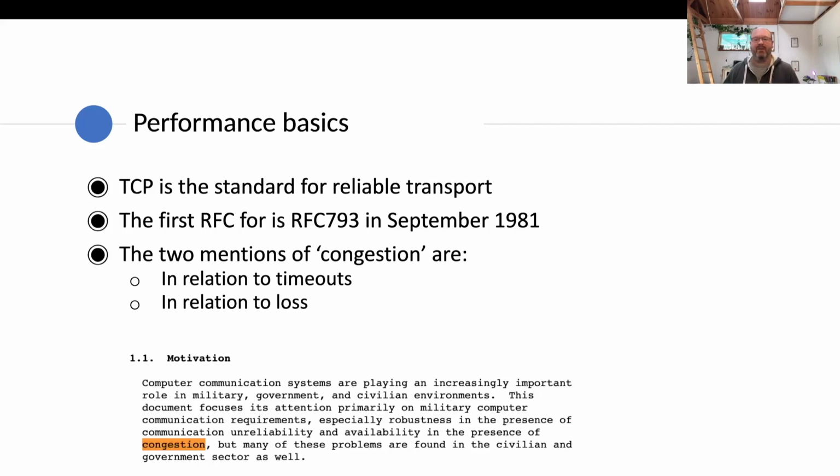So if we go back to September of 1981, we had the first TCP RFC, which was RFC 793. And when you go through that RFC, there are only two mentions of congestion. They're in relation to timeouts and loss, which are two very different things, and we'll go through that in a little bit more detail. There is some reference to what we call the receive window, which is explicitly in the packets. And we'll talk a little bit about receive windows versus congestion windows as well.